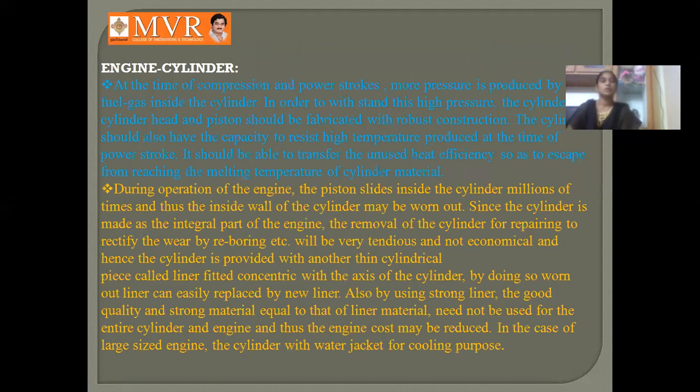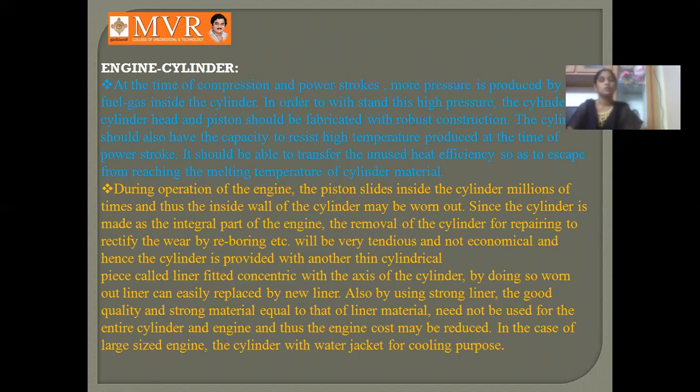Next one, engine cylinder. At the time of compression and power stroke, high pressure is produced by the fuel gas inside the cylinder. In order to withstand this pressure, the cylinder, cylinder head and piston should be fabricated with a robust construction. The cylinder should also be able to resist the high temperature produced during the power stroke. It should transfer the unused heat efficiently so as to avoid reaching the melting temperature of the cylinder material.